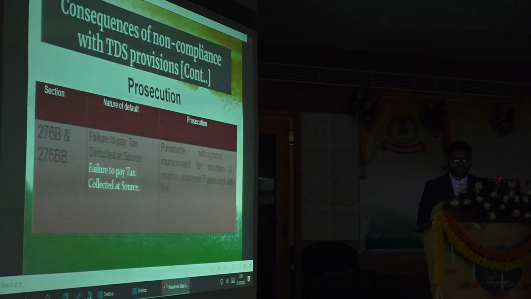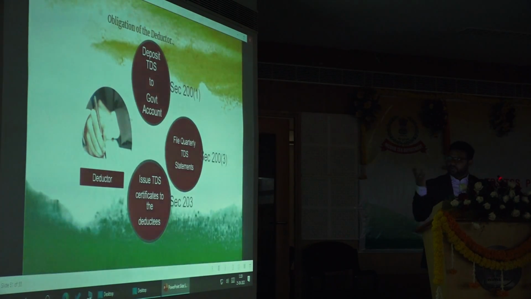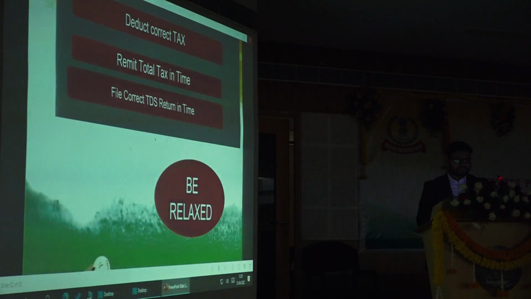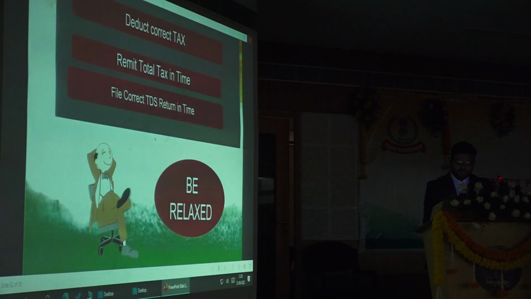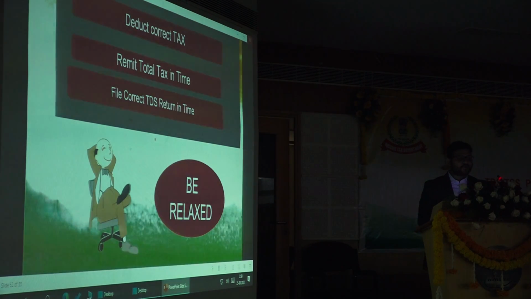So these are the obligations of deductors. First is deduct, deposit, file quarterly TDS statements, issue TDS certificates. So these are the few things I wanted to cover for all of you.